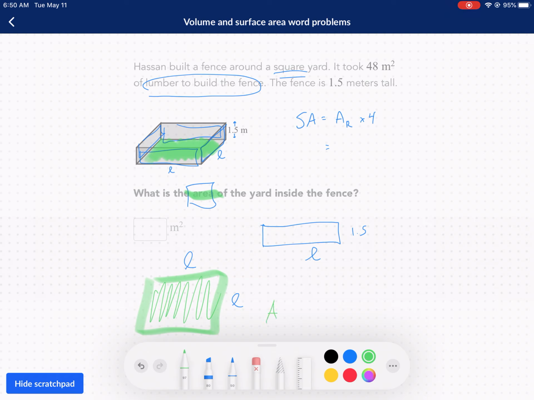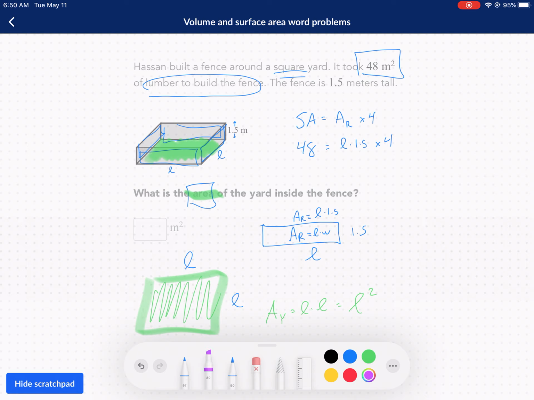So let's go ahead and write that. Area of the yard equals L times L, aka L squared. But we need to find that L first. So we're going to express the area of the rectangle in terms of L. It's going to be equal to the length times the width. Well, we know the width, or the height in this case. Area of the rectangle is equal to L times 1.5. And we multiply this by 4 because there's 4 of them, and that's equal to our surface area, 48.